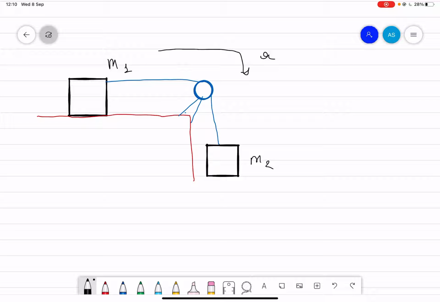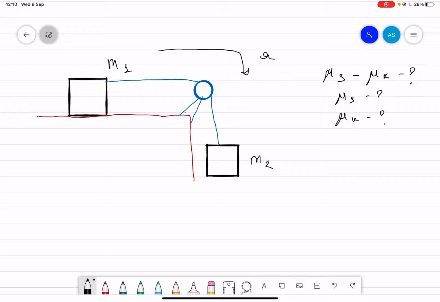Here we have the problem: mass on a pulley. M1 is given, M2 is given, and the acceleration downward is given. Basically we have to find the difference between mu s minus mu k. That means first we have to find what mu s is, and then what mu k is, and then we can just subtract one from the other.